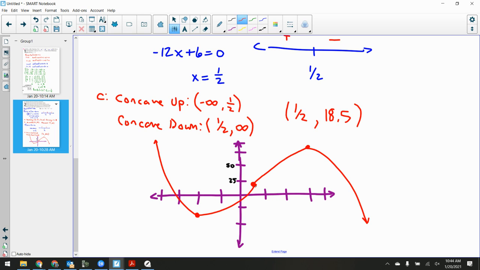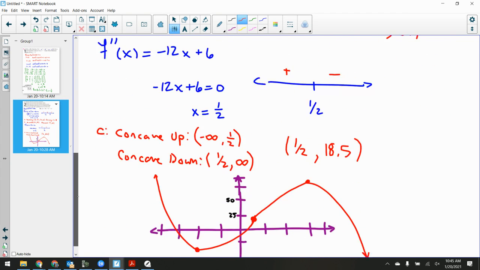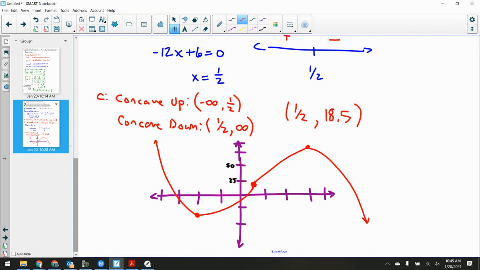Sorry, it looks a little jaggedy right there. That's what I'm looking for: where are the maximum and minimum points, where is the inflection point, that the concavity is right, and that it's decreasing and increasing in the right spot. I can check this by saying it's decreasing from -infinity to -2, going down till -2, then it increases from -2 to +3, and then it starts to decrease again. It's concave up to 1/2, and then concave down, and that means there's an inflection point at 1/2.